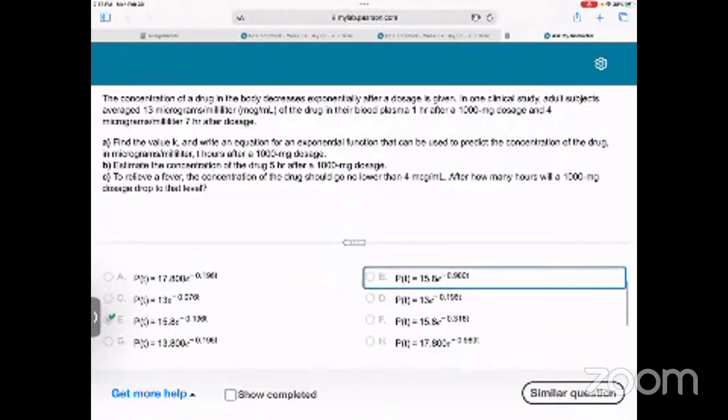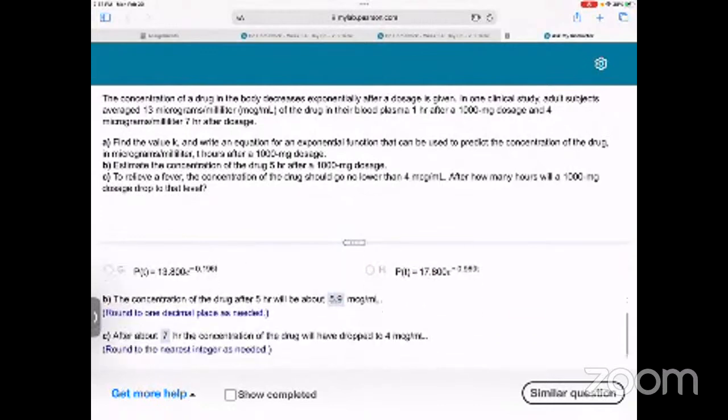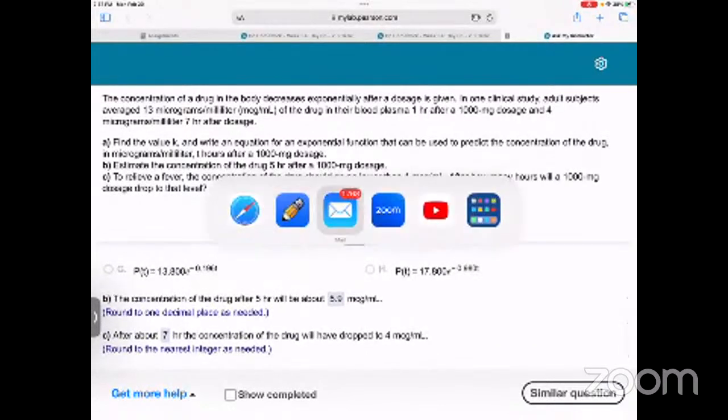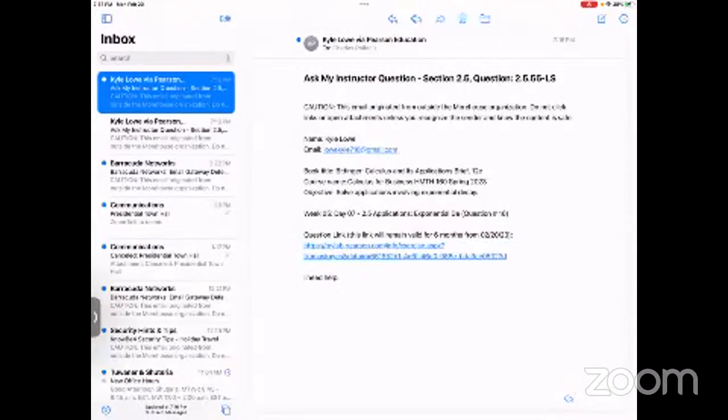Okay, let's pull up the other one that you submitted and let's take a look at that. All right, I know that one was a little bit bad, but we just had to kind of shake it off and kind of keep going. All right, let's look at this one.